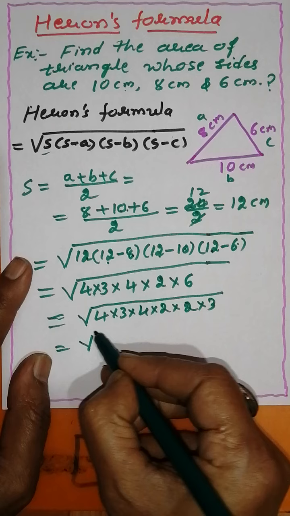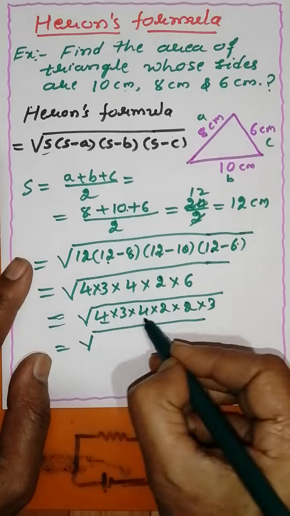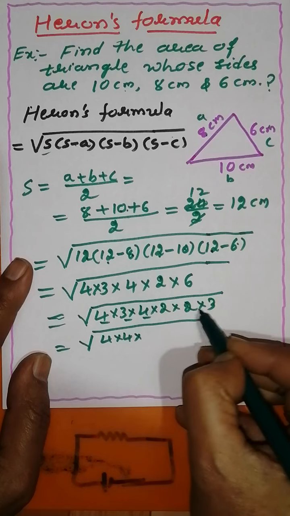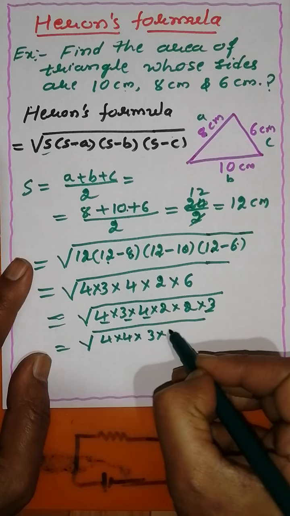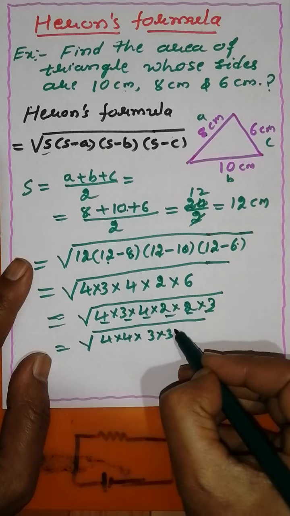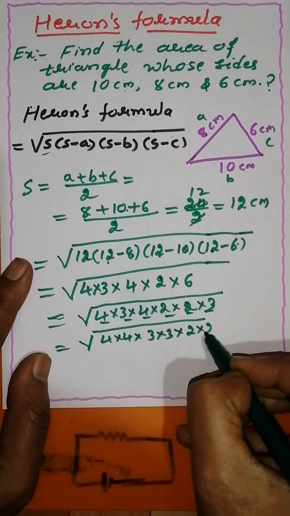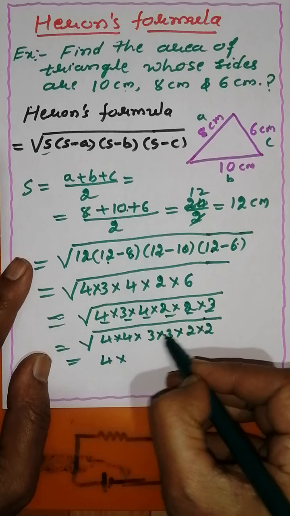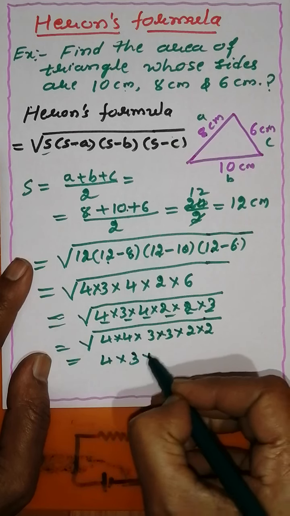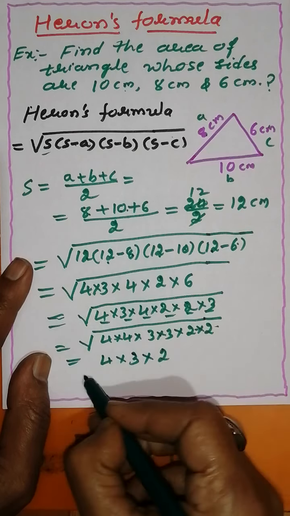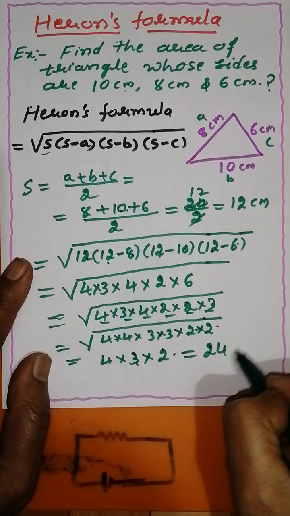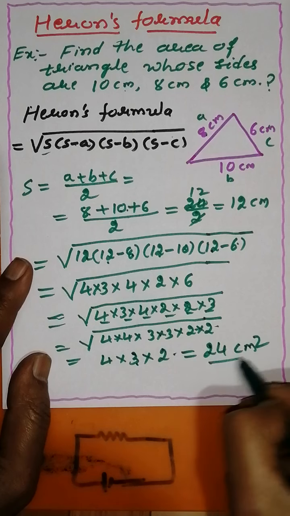Square root of, now pair the same numbers: 4 into 4 into 3 into 3, 3 into 3, 2 into 2, 2 into 2. Now 4 into 4 is 4, 3 into 3 is 3, 2 into 2 is 2. 4 3s are 12, 12 2s are 24 centimeter square is the answer.